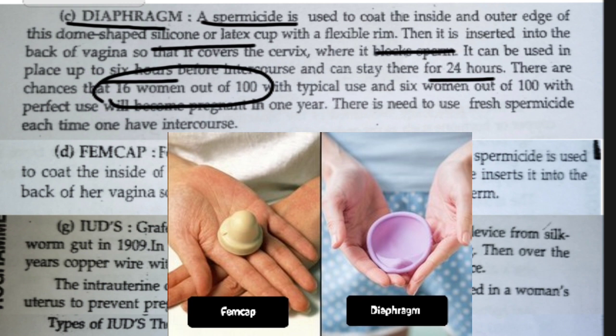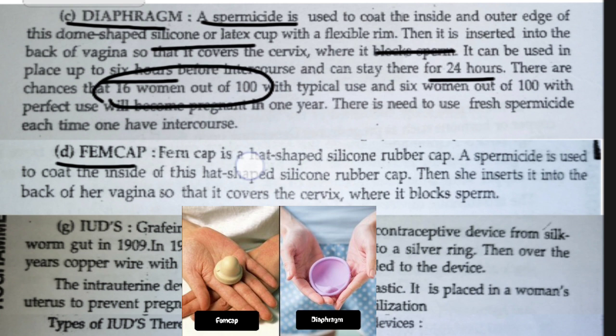Next is the femcap. Femcap is a hat-like structure made up of silicone rubber, and it is covered with spermicide.